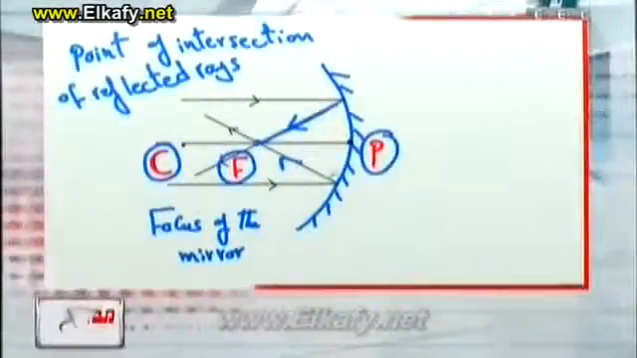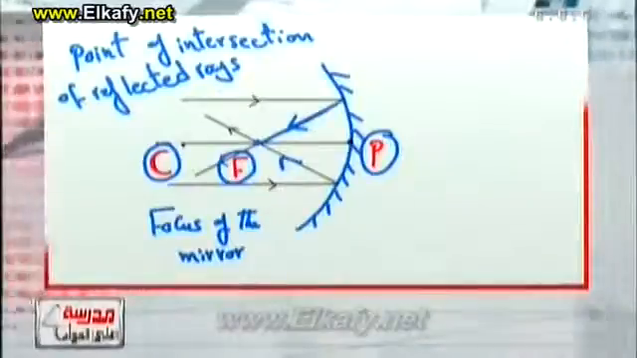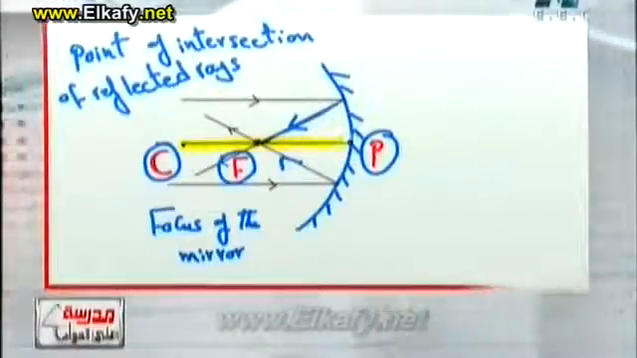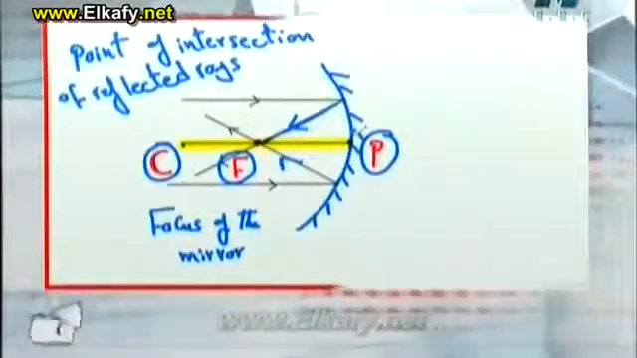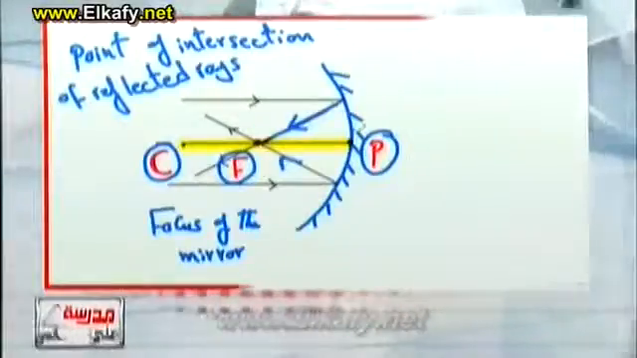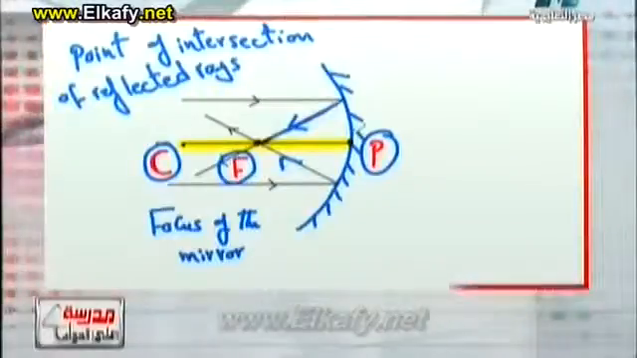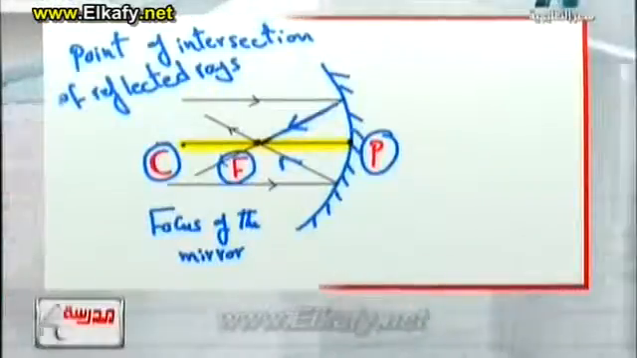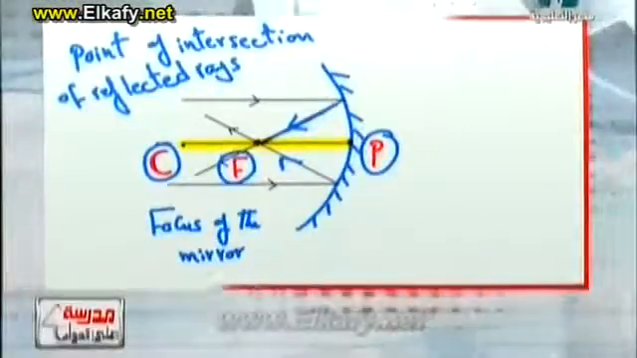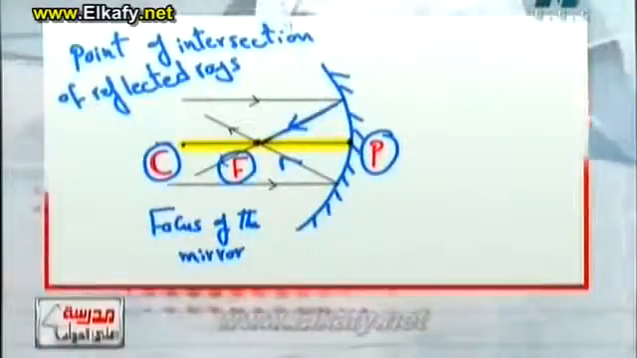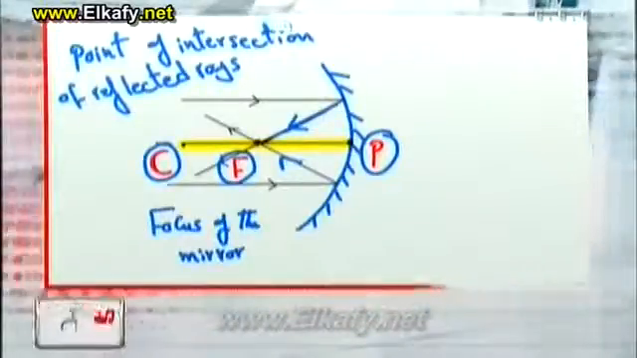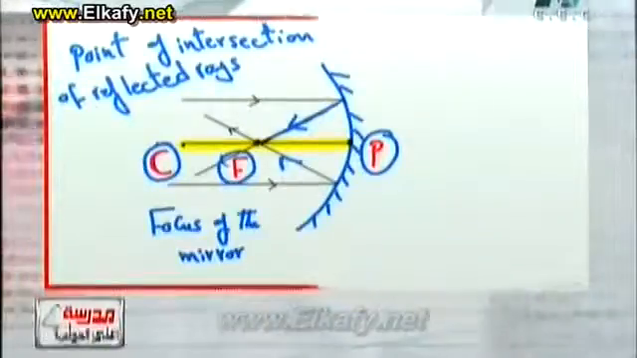and we know what is meant by radius of curvature, what is meant by secondary axis, what is meant by principal axis. But here we have another definition. The last definition here is in the scientific terms of the spherical mirror.